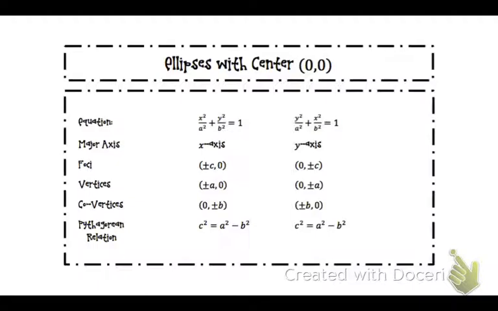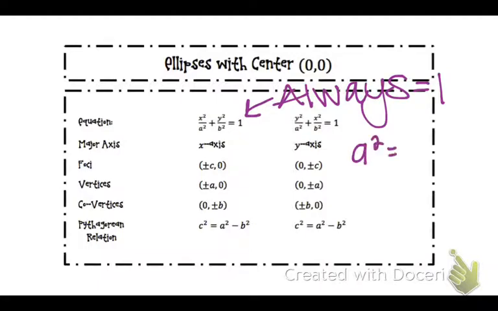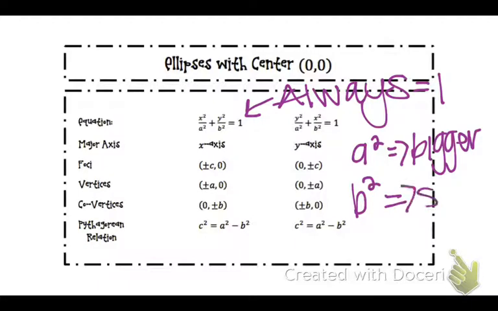With the equations, when the ellipse is at the center, it's x squared over a squared plus y squared over b squared equals 1. It always has to equal 1. And for a squared and b squared, a squared is always the bigger number. So a squared could be under y. It could also be under x. It's just the bigger number. So a is always the bigger number, which means b squared is the smaller number.